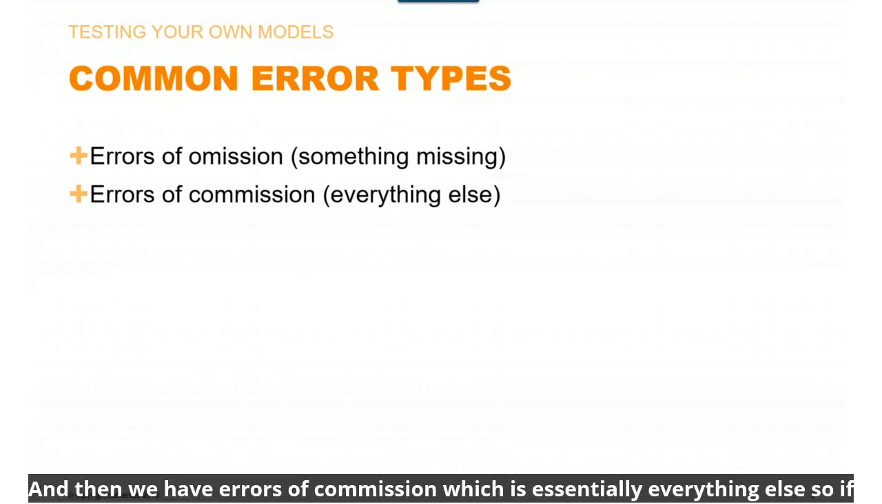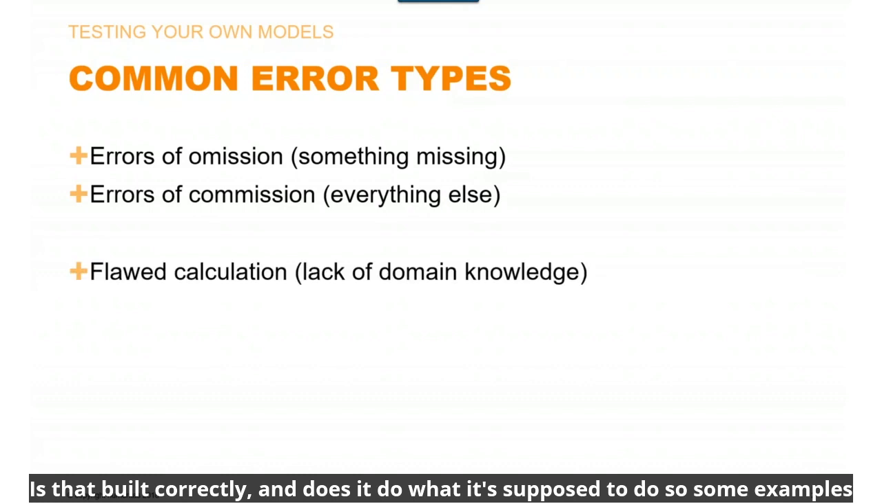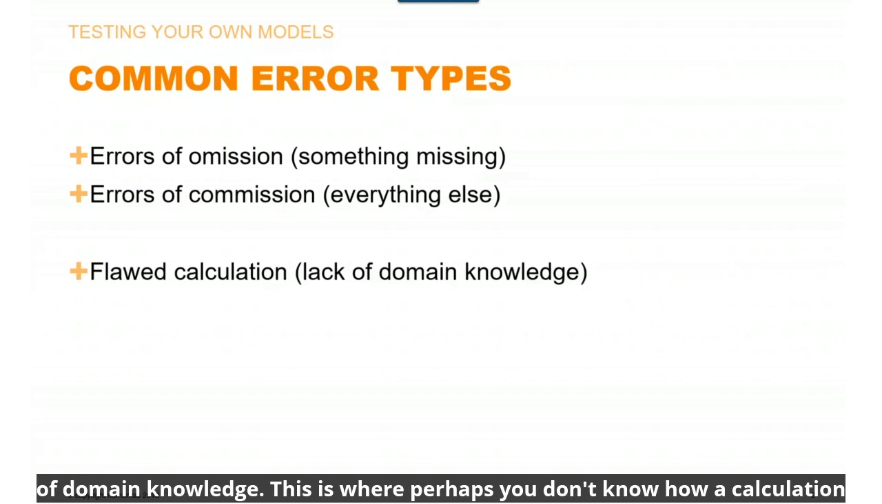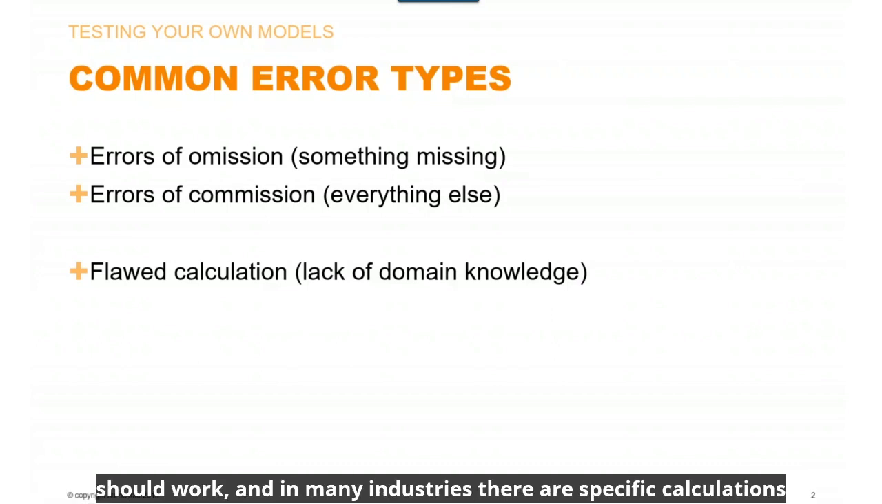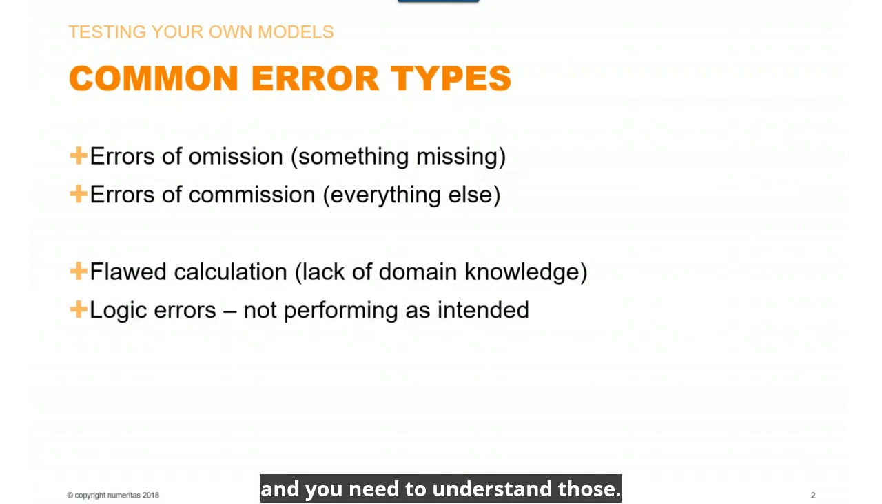And then we have errors of commission, which is essentially everything else. So if you have a model and it's got everything in it that it should have, is that built correctly? Does it do what it's supposed to do? So some examples of that might be flawed calculation, which again can be caused by a lack of domain knowledge. This is where perhaps you don't know how a calculation should work. And in many industries, there are specific calculations, regulatory calculations, for example, which are of a particular specified approach, and you need to understand those.